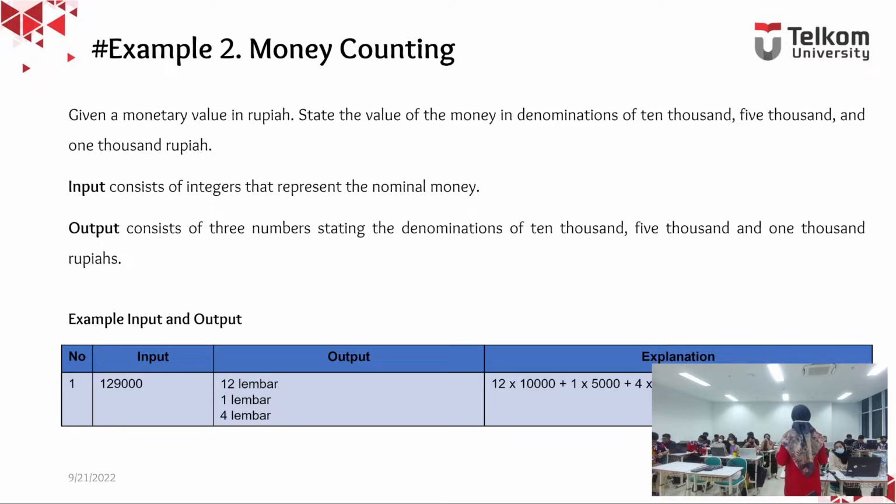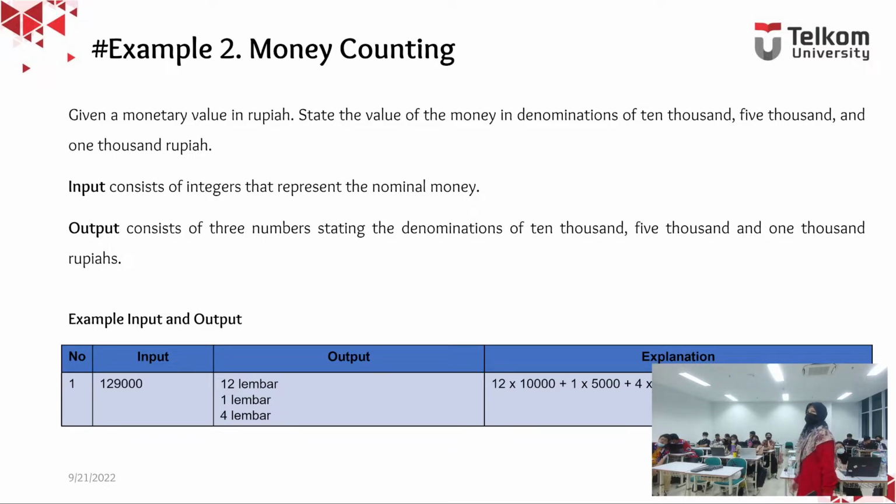For example, we buy food and the price is 17,000. And then we have to calculate how many 10,000 rupiah notes we need to give to the seller, how many 5,000, and then how many 1,000 rupiah. So this is the calculation, right?